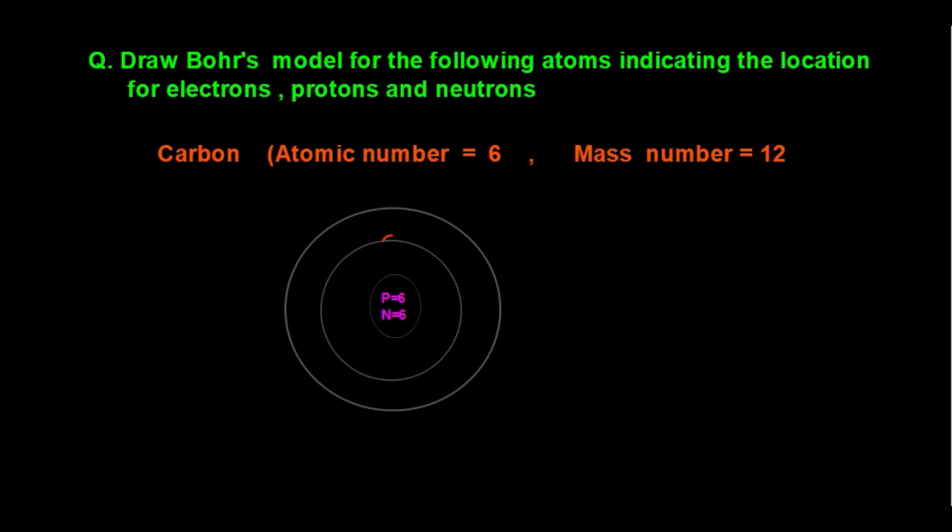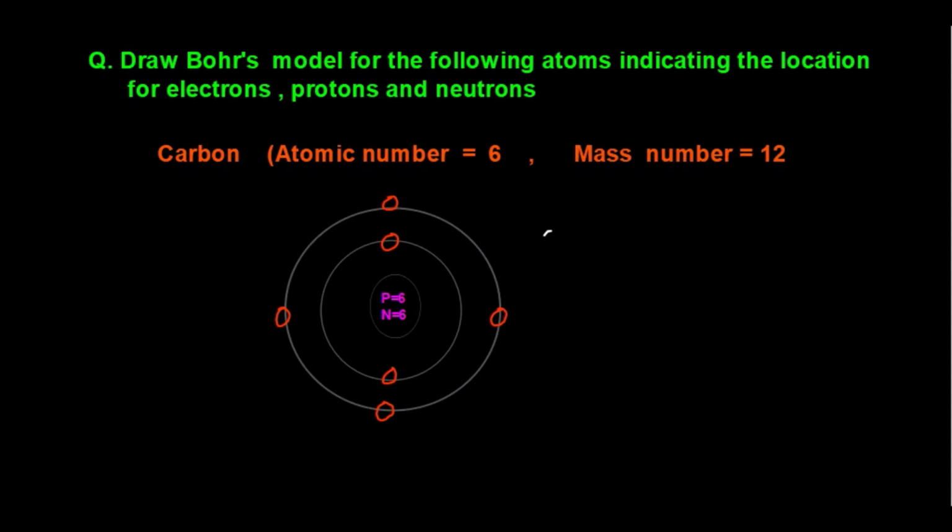2 electrons are present in the K shell. So the first energy level or the first shell is the K shell. 2 electrons are present here. We write here 2 electrons, and the remaining 4 electrons are present in the second energy level or the second shell. 1, 2, 3, 4. So in this way we write 4 electrons in the second energy level.